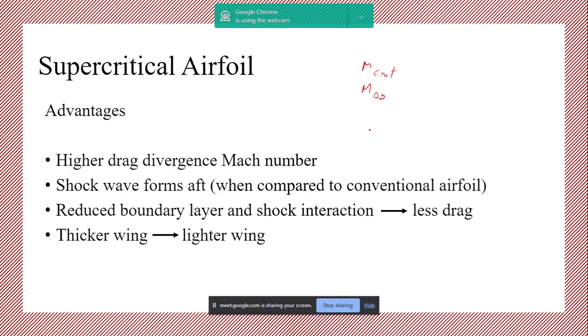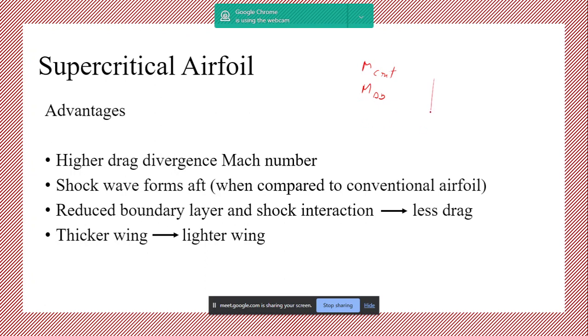Yes, correct. And critical Mach number? Okay. So critical Mach number is the free stream Mach number at which at some point on the airfoil it has encountered sonic. So it has encountered Mach 1. So a shock wave is formed. So it is the free stream Mach number at which some point on the airfoil has supersonic flow. Okay. And drag divergence Mach number.